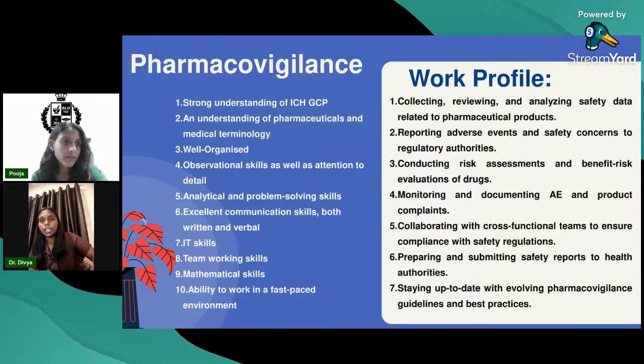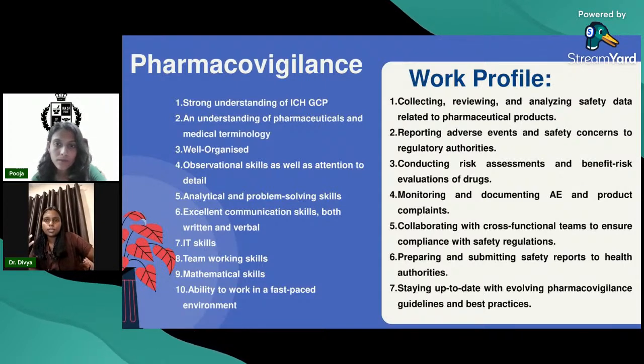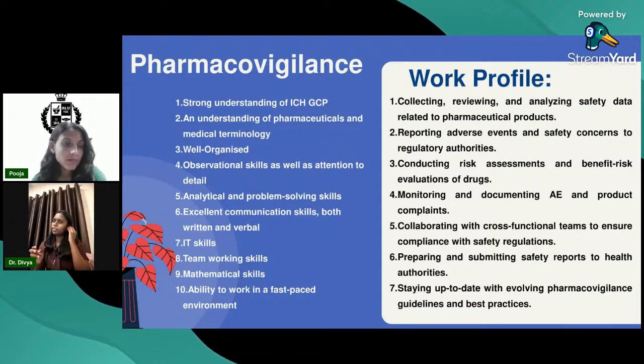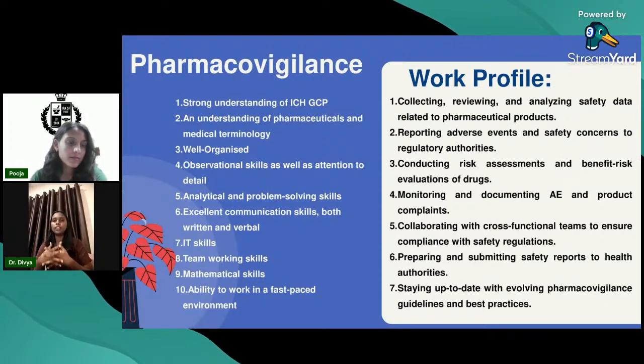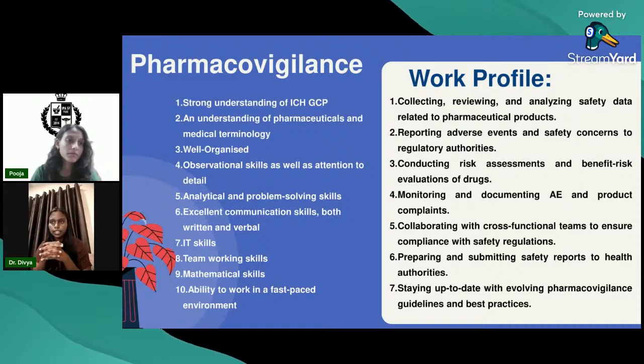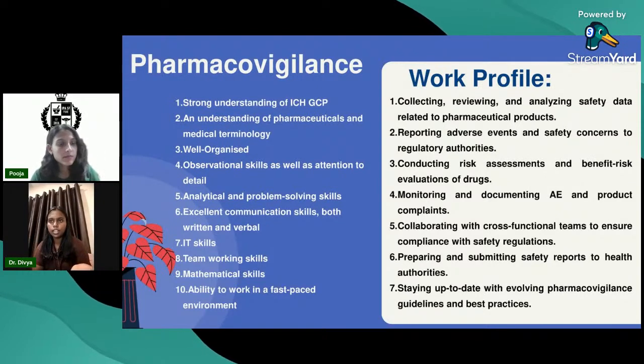You should have the ability to work in a fast-paced environment, because people nowadays are very much aware of side effects and adverse effects. That means the world is updating itself, so you should be updating yourself as well. So in this field you will require this much information. Next slide please.